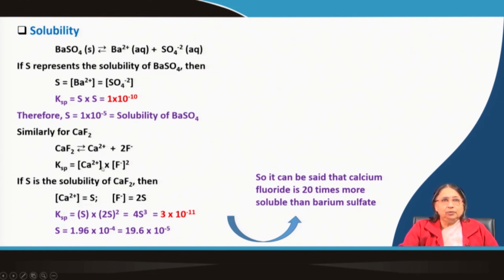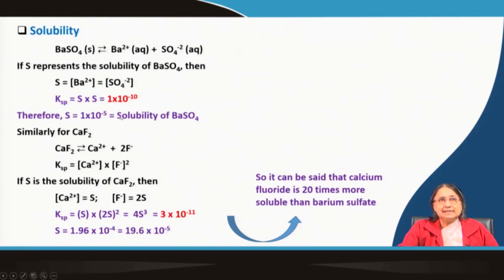So, if we write the equilibrium expression, Ksp is nothing but S into 2S to the power 2. That means S is the solubility. So, here it comes, Ksp is 4S cube, and we can get the Ksp value from any book. This is nothing but 3 into 10 to the power minus 11.